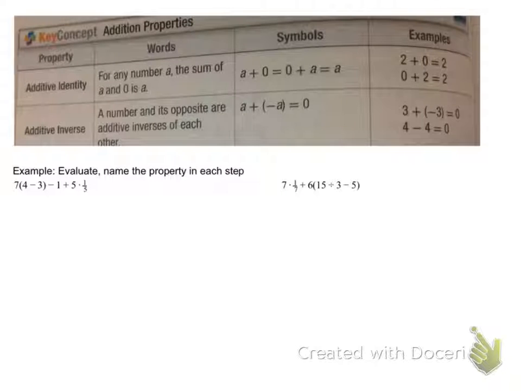Additive inverse means add its opposite. And when you add opposite numbers together, you get 0, guys. And there's examples of all of these.